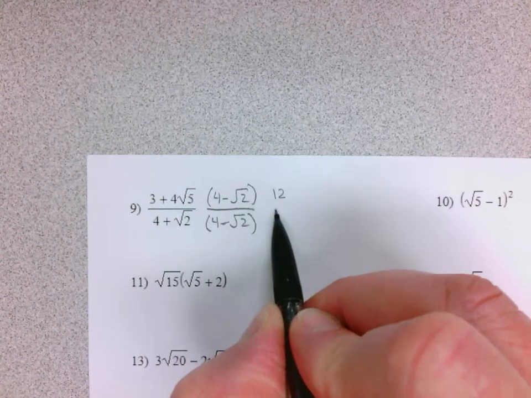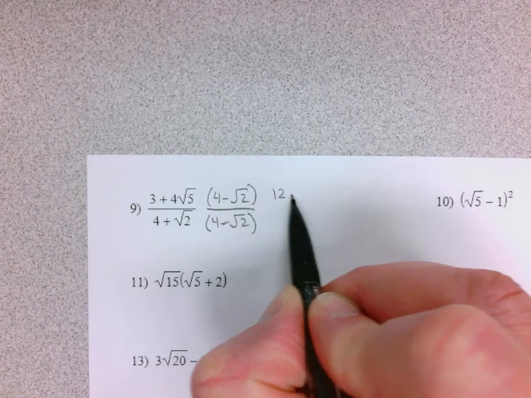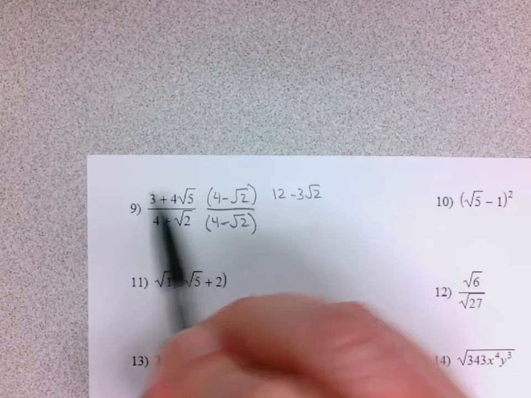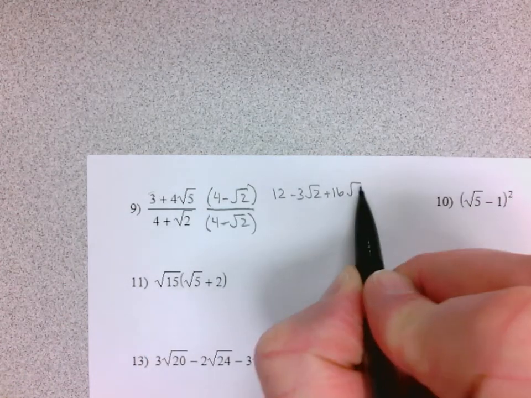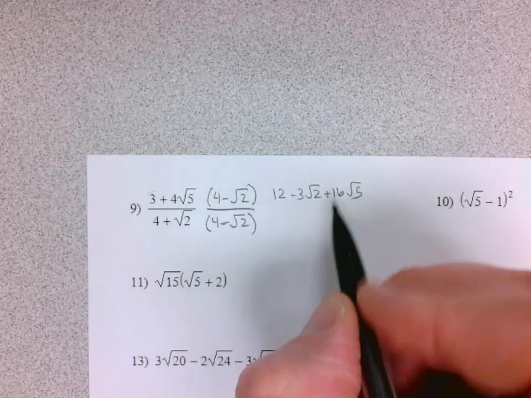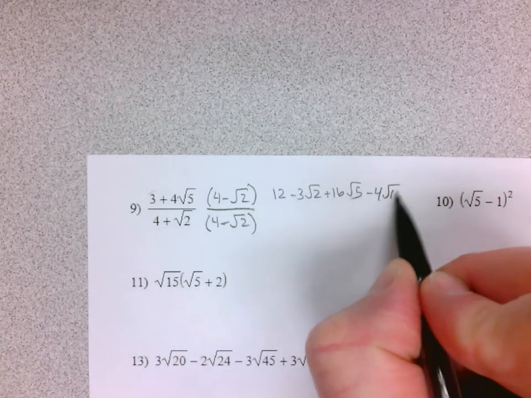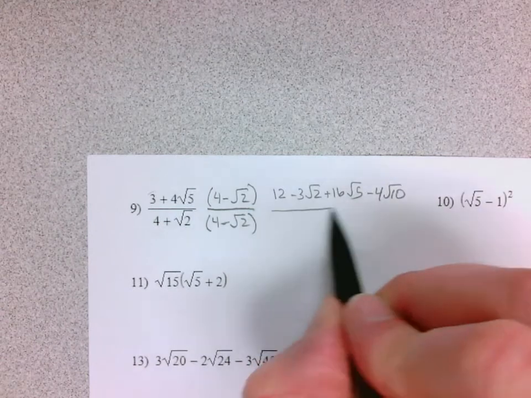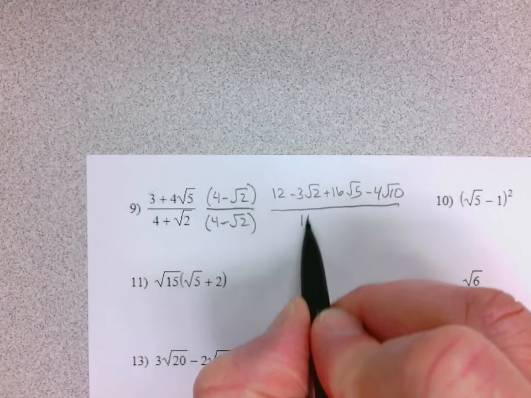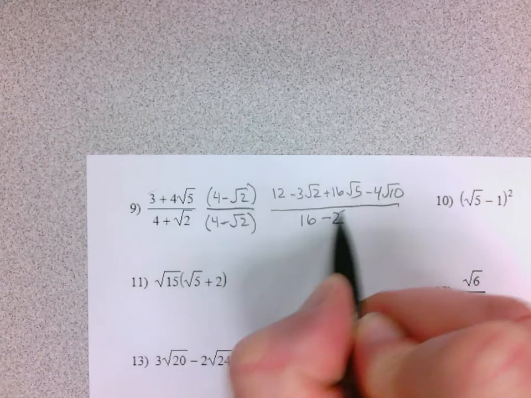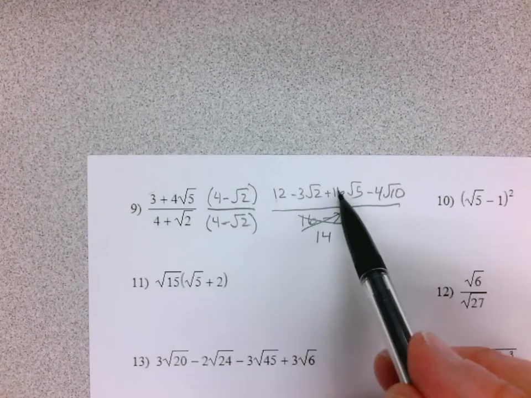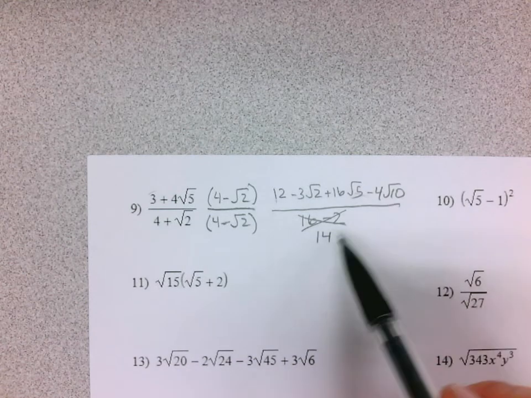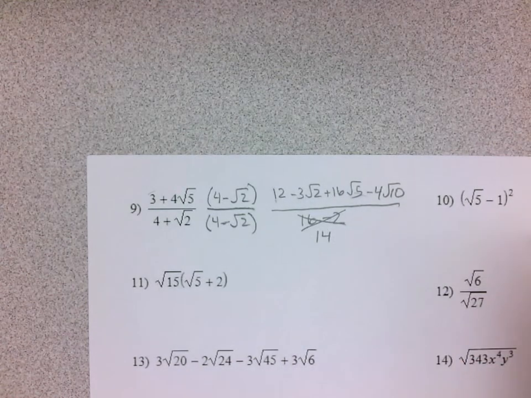So 12 minus 3 radical 2, I'm just distributing, plus 16 radical 5 minus 4 radical 10. None of these are like terms, which is beautiful. And then we have 16 minus 2, so this simplifies to 14. Do not cancel out anything unless you can take it out of everything. I could take a 2 out of this, not that one. Do not cancel under the radical sign.